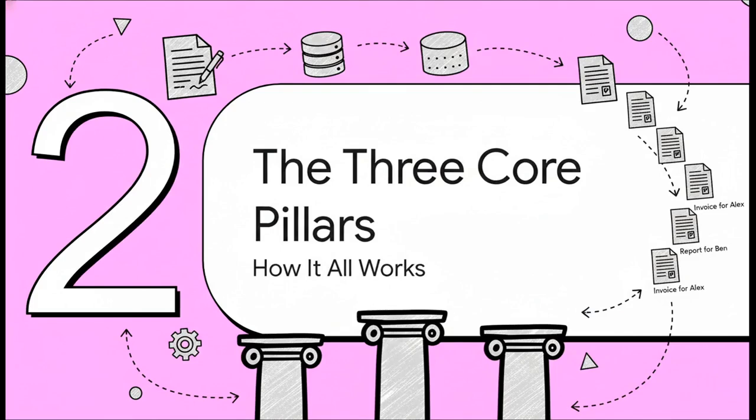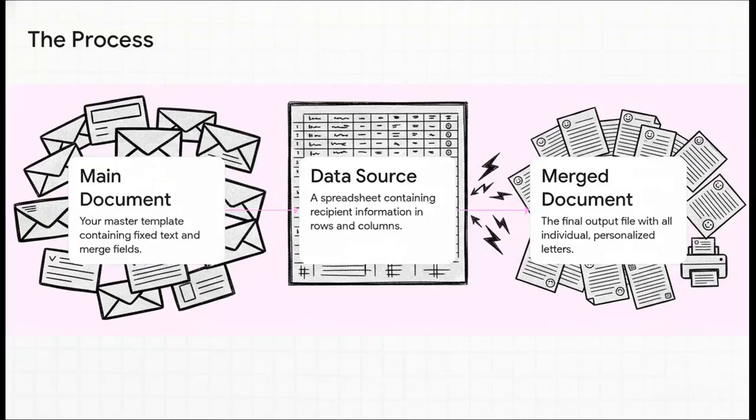And here's the interesting part. No matter what program you're using, whether it's Word or something else, any mail merge process always comes down to these 3 basic building blocks. So let's break it down into 3 simple steps. First up, you've got the main document. Think of this as your master template, the letter or the email that you want to send out.